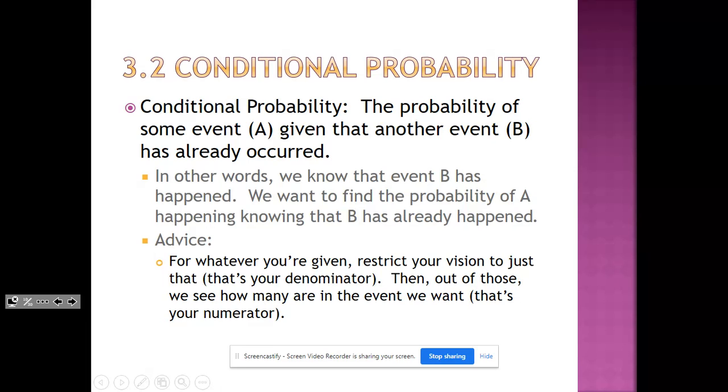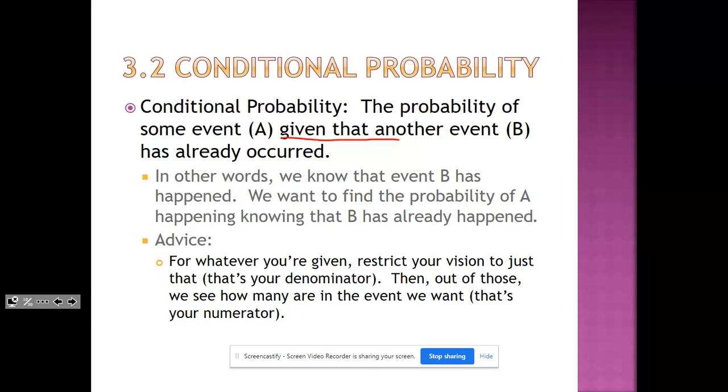So conditional probability. Basically, it's the probability that some event A has happened, given that another event B has already occurred. So the probability of A given that B has occurred is what conditional probability is. In other words, we know B has happened. Event B has already occurred. Now that it has happened, what's the probability that A occurs?